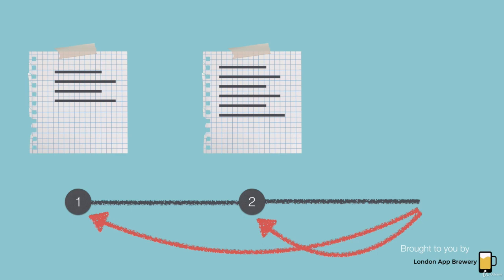So in the next lesson, I'm going to show you version control using Git locally on your computer, and we're going to use the command line to do this. So I'll see you there.